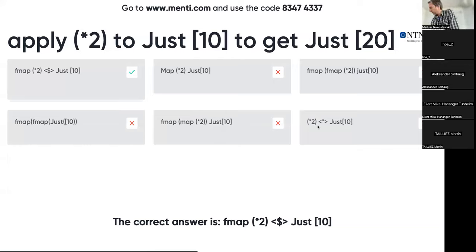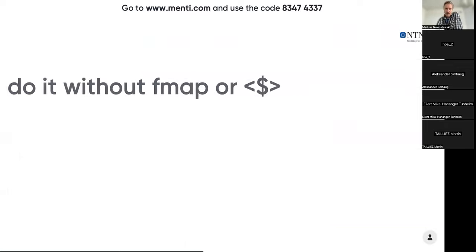This one is not correct because applicative expects a function in the structure. We don't have any structure on the left-hand side, and so on, right? So this one is also correct. Outside one, in one. This one is correct as well. I don't know why the computer thinks this one is not correct, but it is. I think you got the idea.